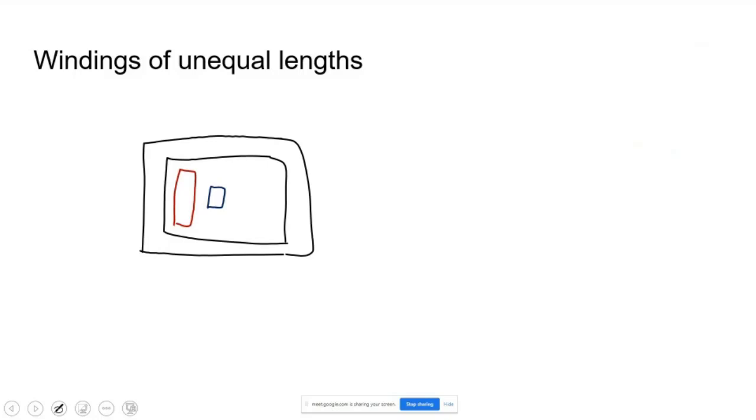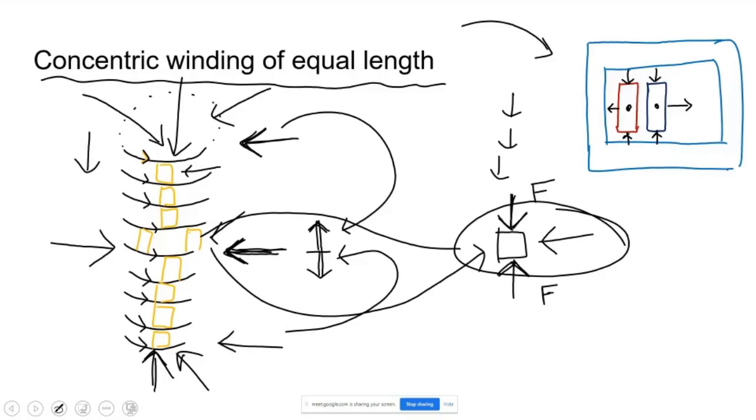Sir, can you just show the previous page, please? Yes, sir, done.